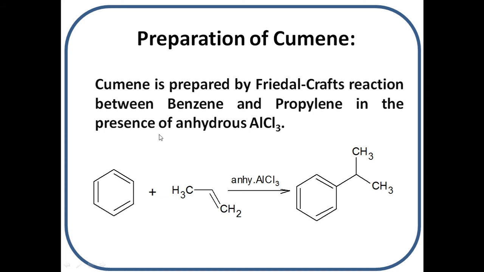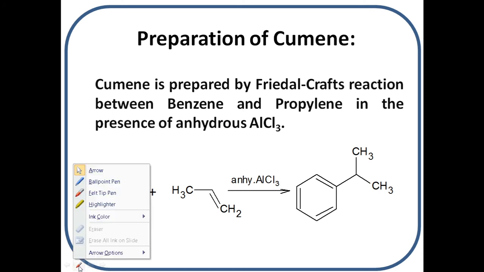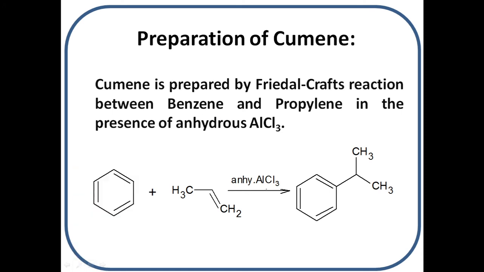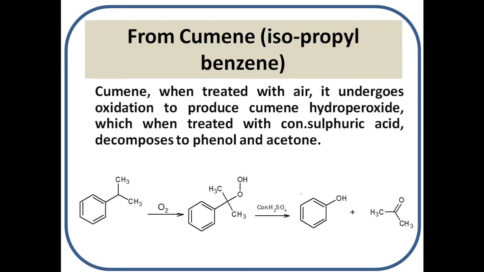Cumene is prepared by the Friedel-Crafts reaction between benzene and propylene in the presence of anhydrous aluminum chloride. We know that the Friedel-Crafts reaction is always catalyzed by anhydrous aluminum chloride, and here the final product is isopropyl benzene. This is the isopropyl group and the compound is isopropyl benzene. This is what we call cumene.